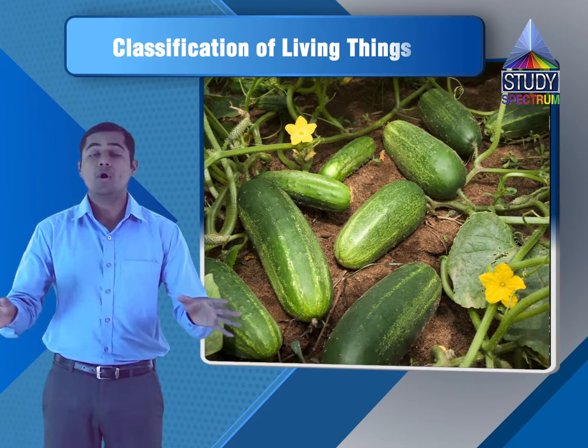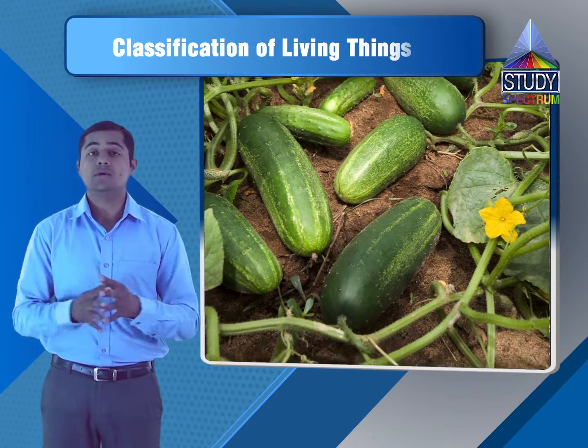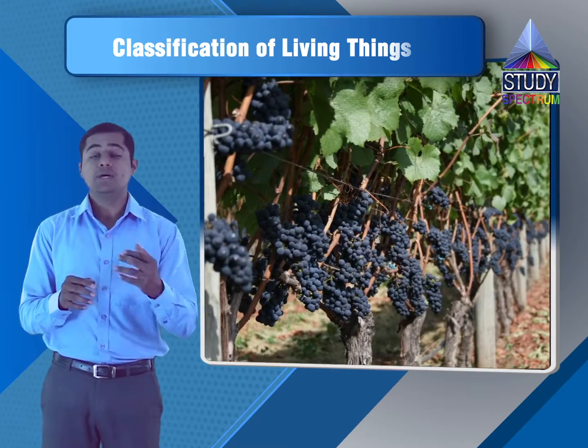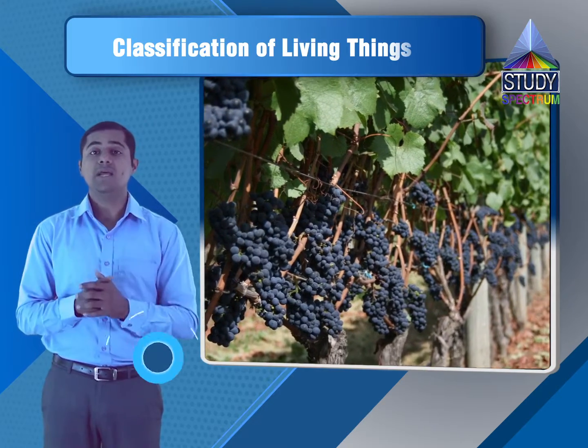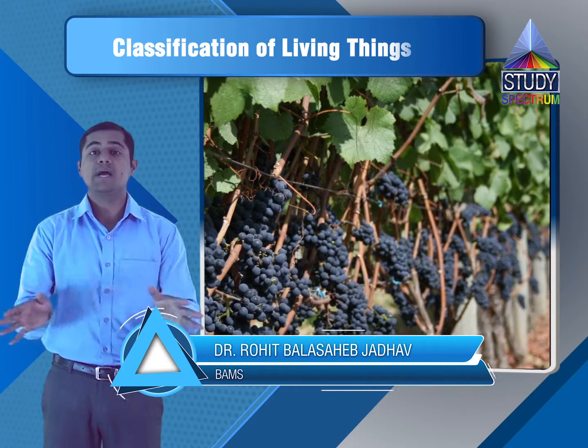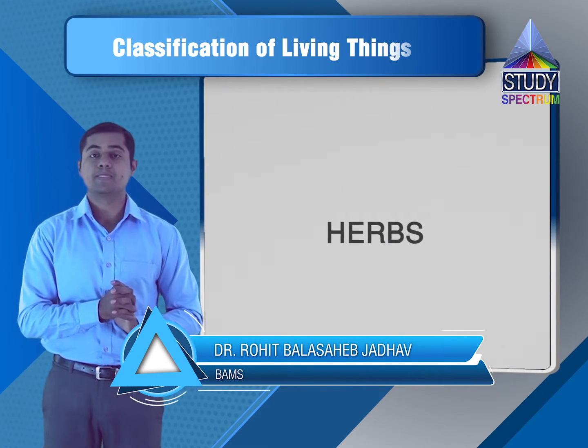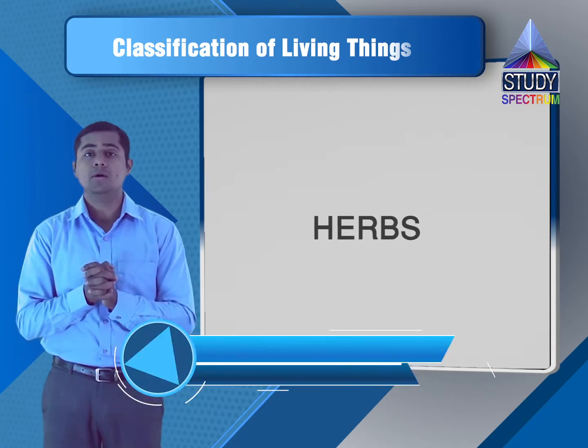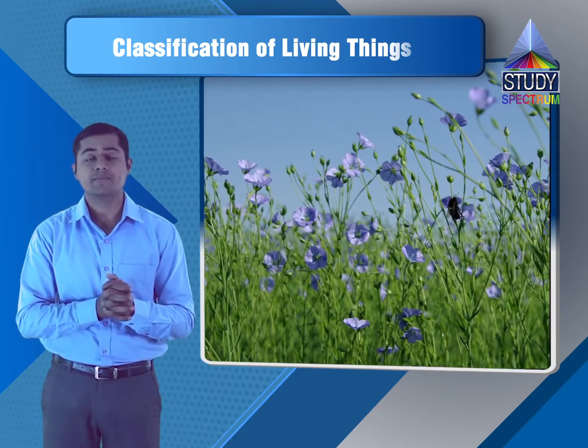They spread along horizontally on the ground. If they get any support, then through that support they grow vertically. Otherwise, mostly all the climbers spread across the ground horizontally. And the fourth type is a herb. What are the herbaceous plants?